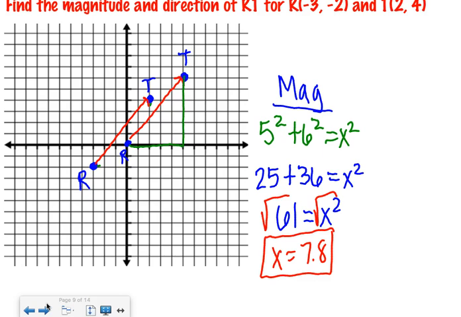Now we're just going to have a problem like we had last week. So I know this is 5, and I know this is 6, and I'm looking for this angle right here. So what trig function would I have to use? Tan. Yeah. So for our direction, I can use the tangent of x is equal to 6 over 5.